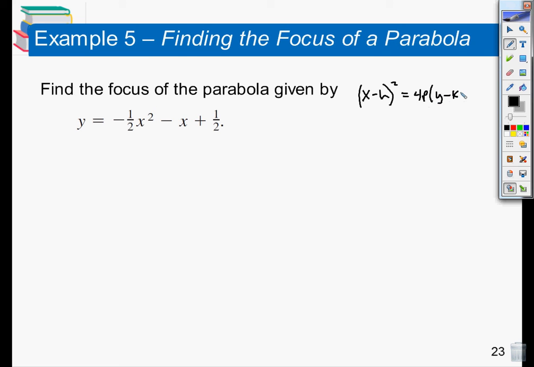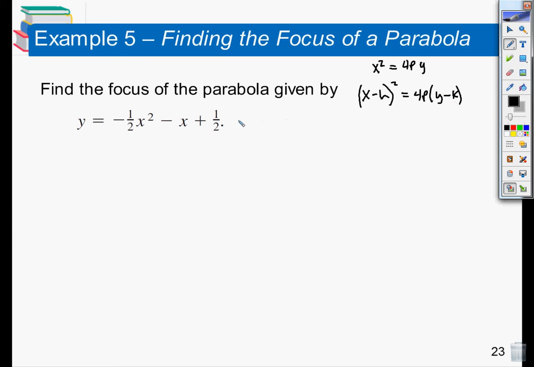times (y minus k). So it looks very much like the ones that are centered at the origin, which say x squared equals 4p times y. The only difference here is that we're adding in minus h here and minus k here. So basically it's saying, if these were zeros, this is centered at the origin, but these two things are not going to be 0 because the vertex is changing, so they are going to be shifting the graph in a specific way.